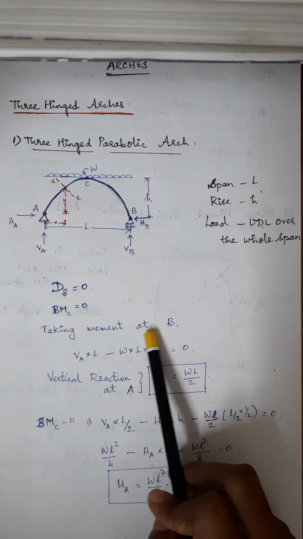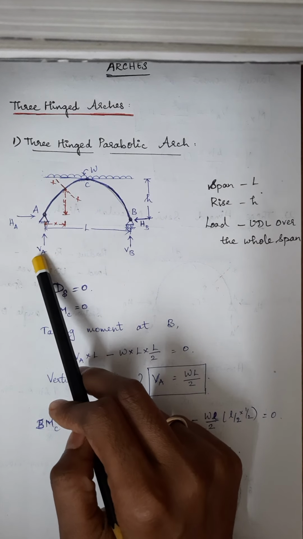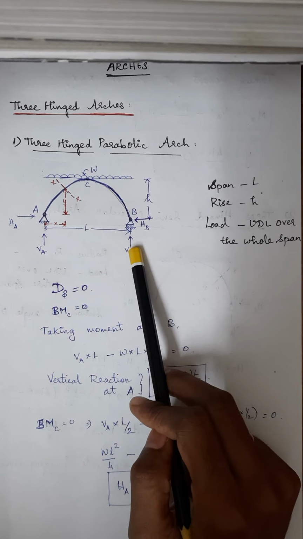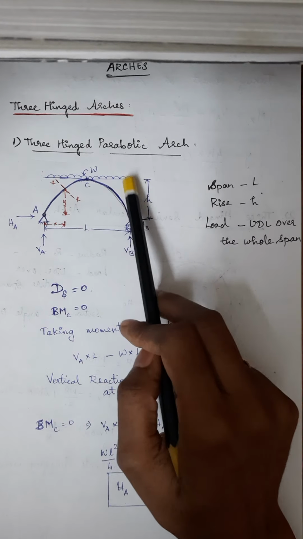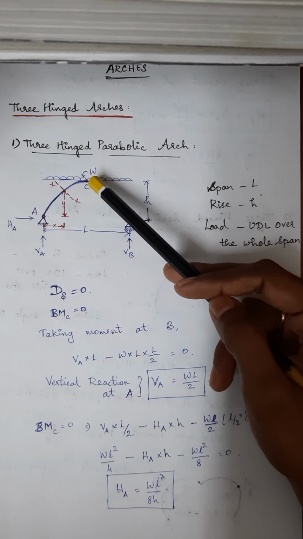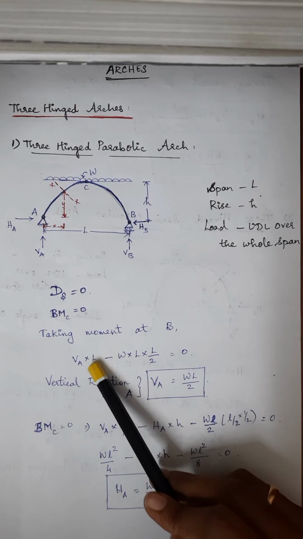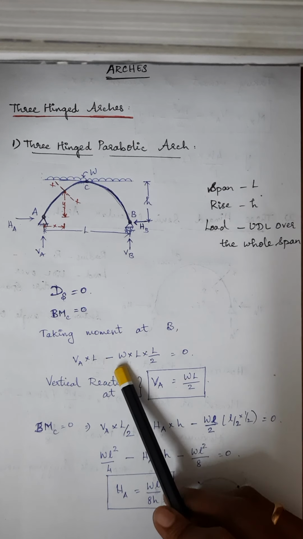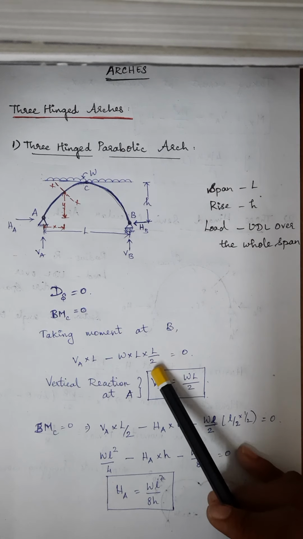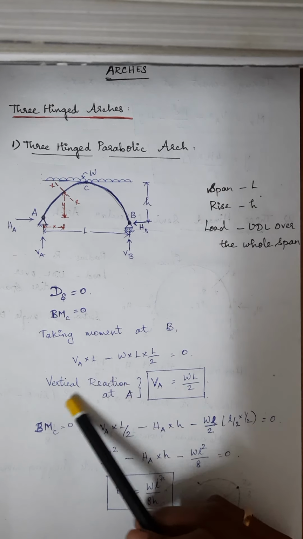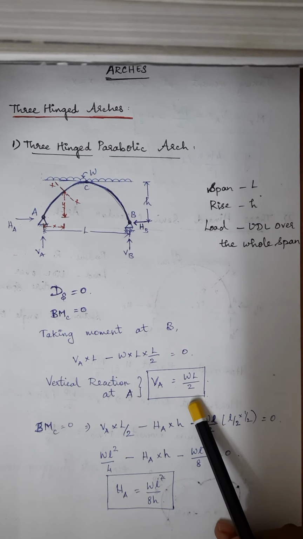So, by taking moment at point B, we will have vertical reaction at A, VA into L, in clockwise direction. And next, the load W will be in anti-clockwise direction, so the sign representation is given as minus. Minus W into L, the whole load is WL, and the center distance will be L by 2. By solving this, we get vertical reaction at A, VA equal to WL by 2.